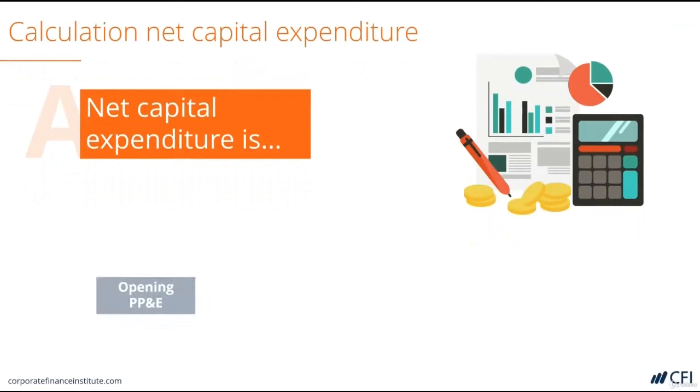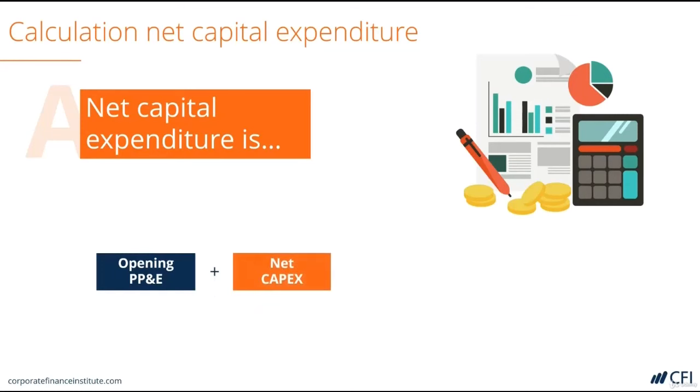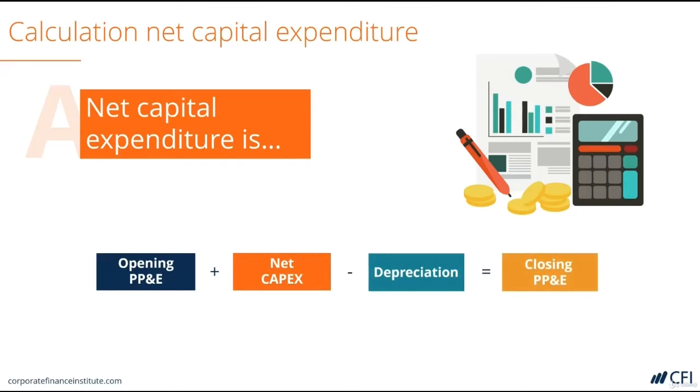We can calculate it as follows. We know that the formula for closing PP&E is equal to the opening PP&E number plus net capital expenditure minus depreciation. And then we get the closing PP&E. Given the assumptions that we saw earlier, we had an opening balance of 810, depreciation of 90, and a closing balance of 730. Therefore, we can rearrange the formula to calculate net CapEx, which must be 10. This would be recorded as a cash outflow of 10 under investing activities and titled as capital expenditures.